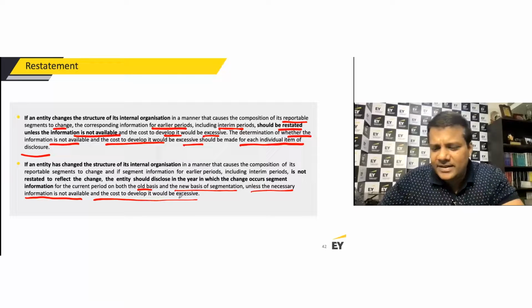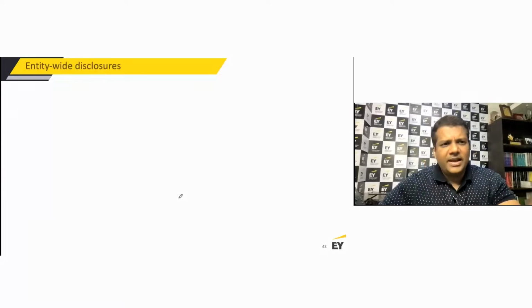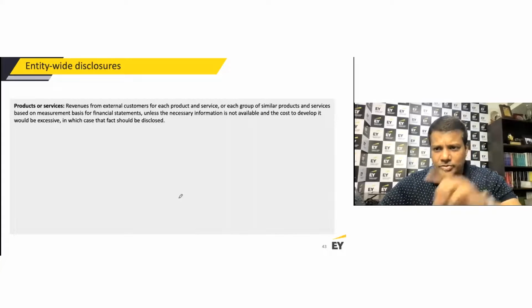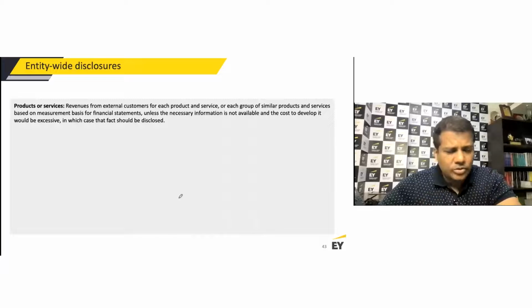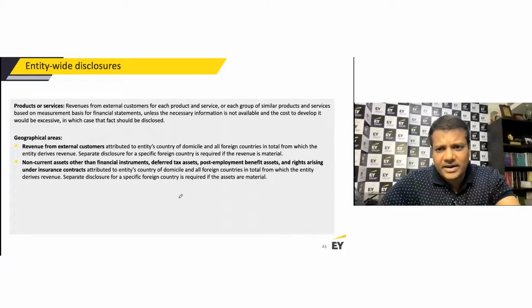Unless you believe that the information is not available. So that's one level of disclosures we make. And then we are required to make what is called entity-wide disclosure, which is what you saw, that geographical presentation. Those are called entity-wide disclosures. So it could be product or services, it could be geographical area. All of that is what you try and cover.